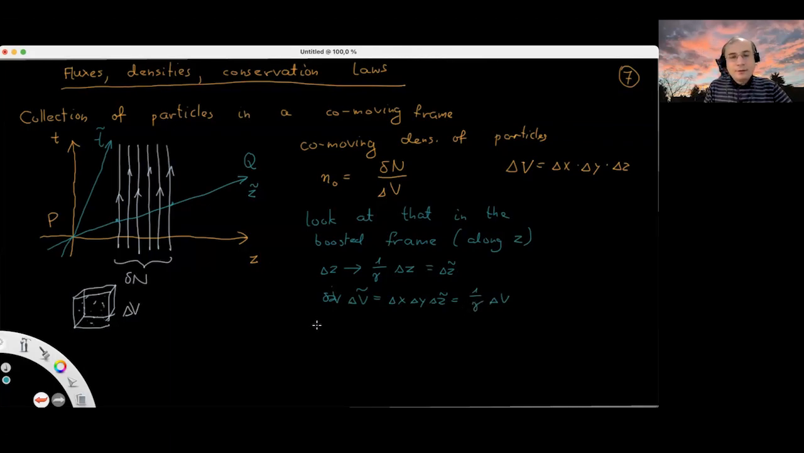So if we calculate the density of particles in this boosted frame, it will take the form of gamma times n zero. This looks pretty much like the transformation law of a zero component of a vector. And we'll see that indeed it works. But we'll need the rest of this vector. And in order to get the rest of this vector, we have to think about the particle flux.